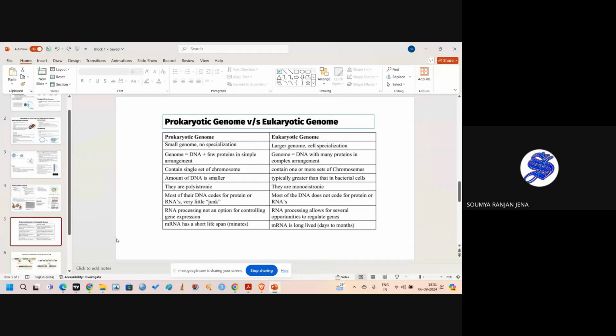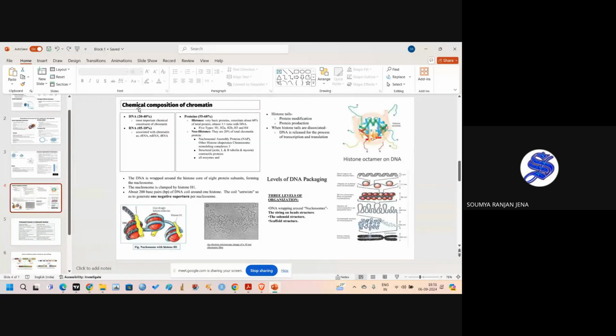Then if we go to the genome, prokaryotes have DNA with few proteins in a simple arrangement, but the eukaryotic genome is DNA with many proteins in a complex arrangement. As we discussed, the chemical composition of chromatin is DNA, RNA, and proteins, that is histone proteins and non-histone proteins.